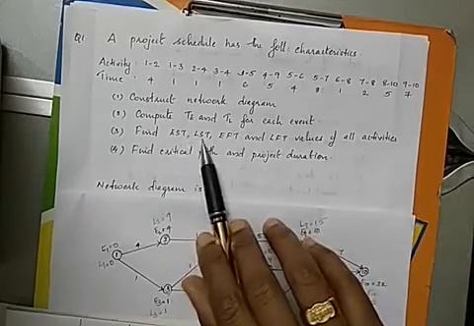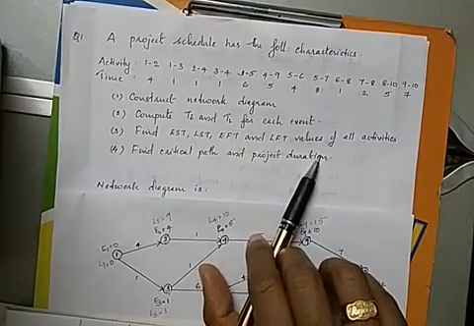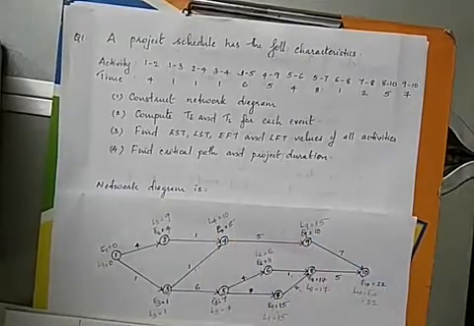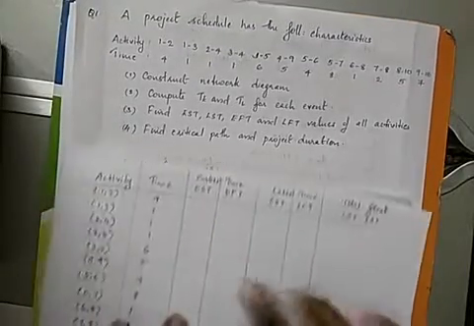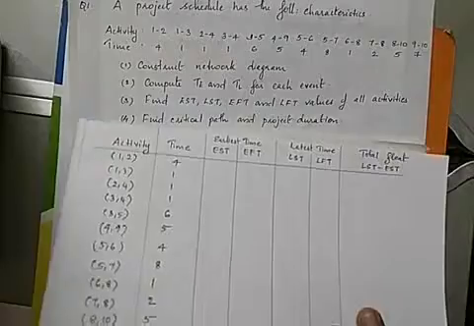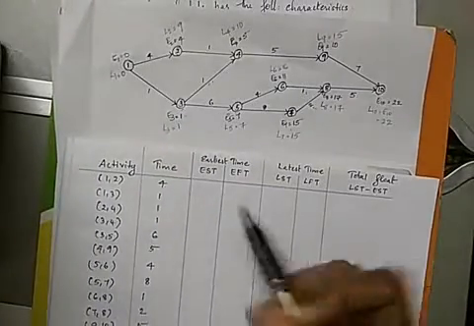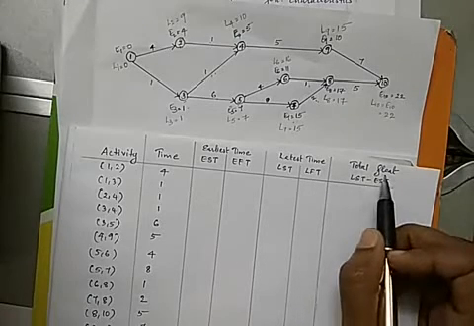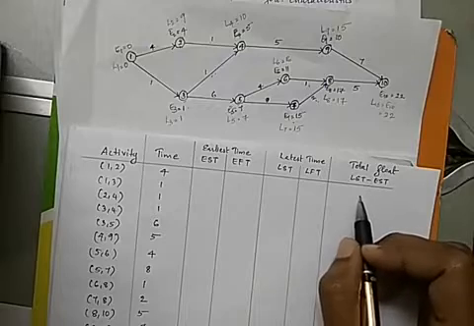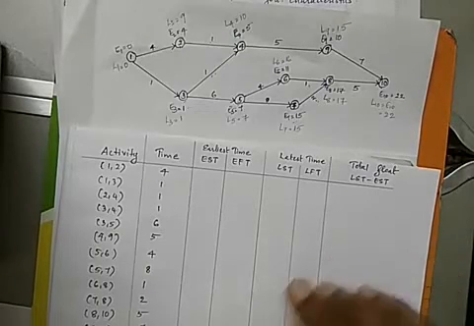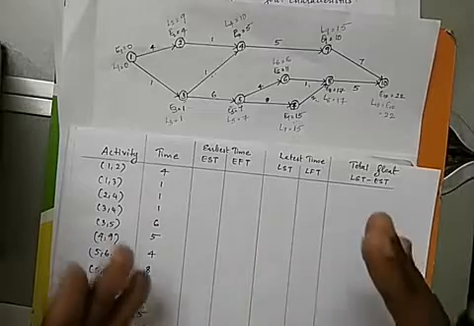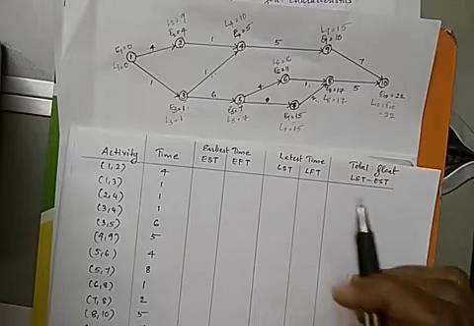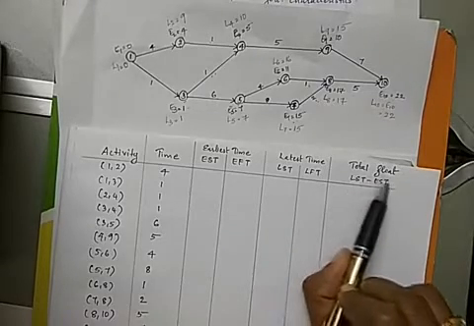Now, to find the EST, LST, EFT and LFT values, we'll construct a table and find the values for all these terms. So, this is the table. These are the table headings. So, this is the table we are going to use to find the values for EST, EFT, LST and LFT. Okay, and total float is to be calculated to identify the critical activities. We can find the critical path only by identifying the critical activities. Critical path is a sequence of critical activities. So to find the critical activities, we have to find the total float.